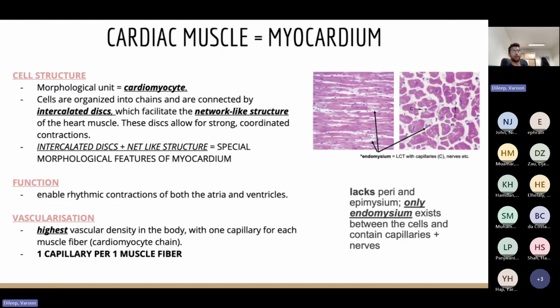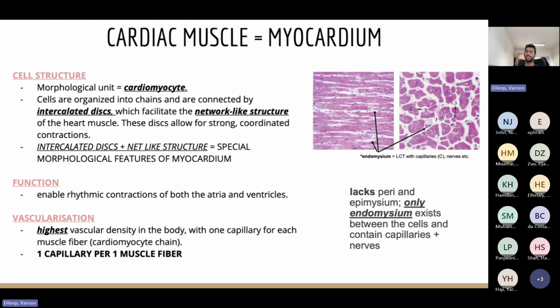Now we talk about cardiac muscle, also called myocardium. The structure is that we have a morphological unit called the cardiomyocyte, and these cells are organized into chains and connected by intercalated discs. It is important to remember that these intercalated discs are only seen on the slide in a longitudinal section, not in a cross section. I'll show you that in the next slide.